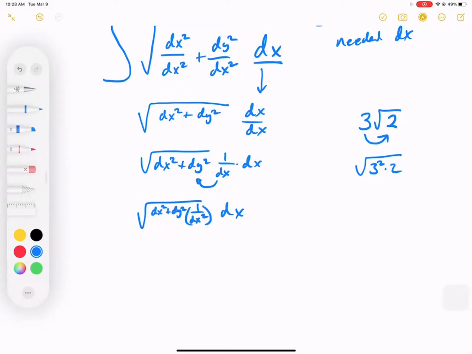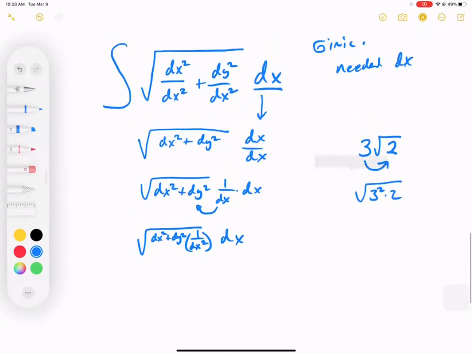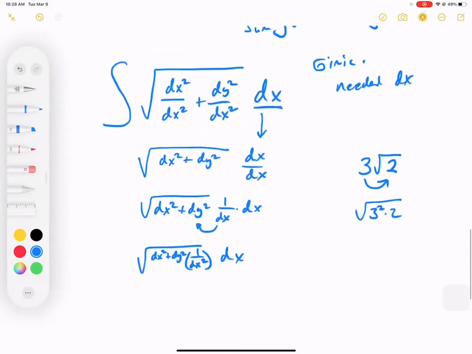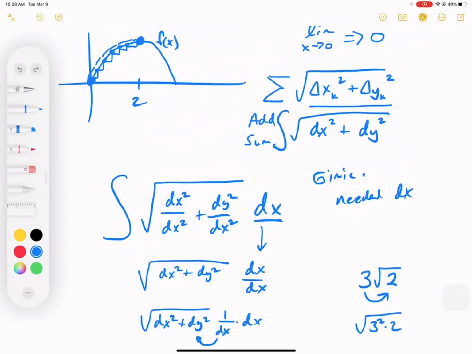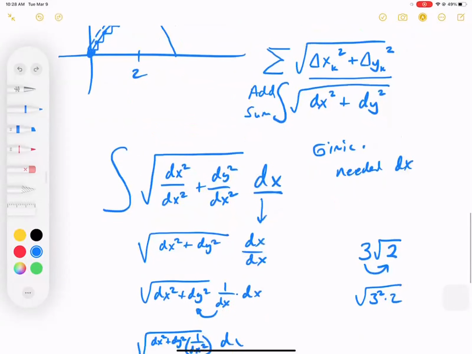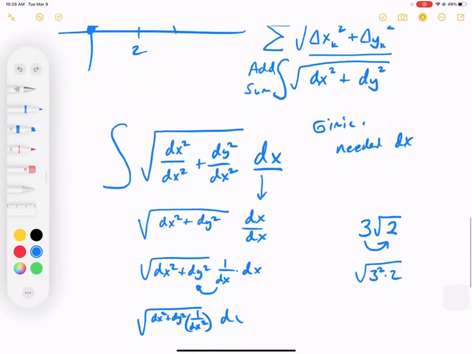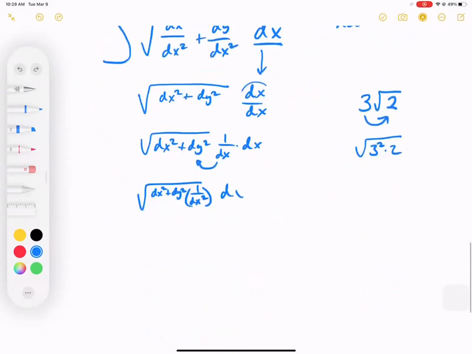But first, if we want to change this summation to an integral, we need to find that dx from someplace. So fine, I'll give myself a dx. Here's my dx, but the way we did it is we cheated. We said dx over dx, and we pushed our 1 over dx into the problem.